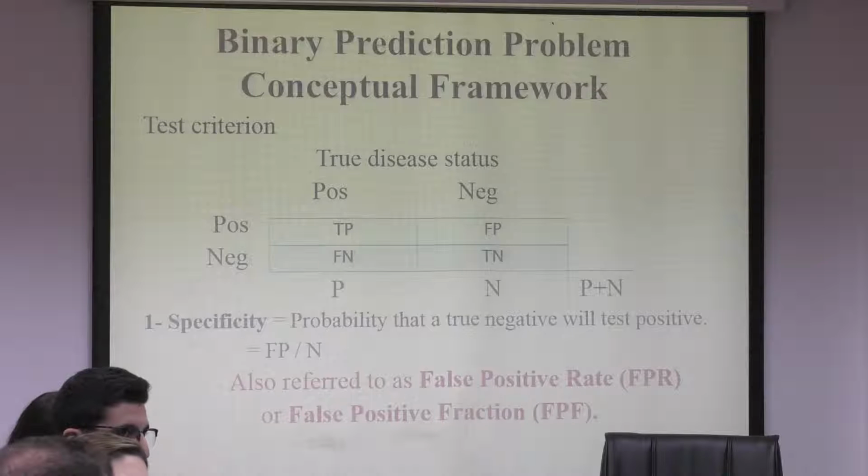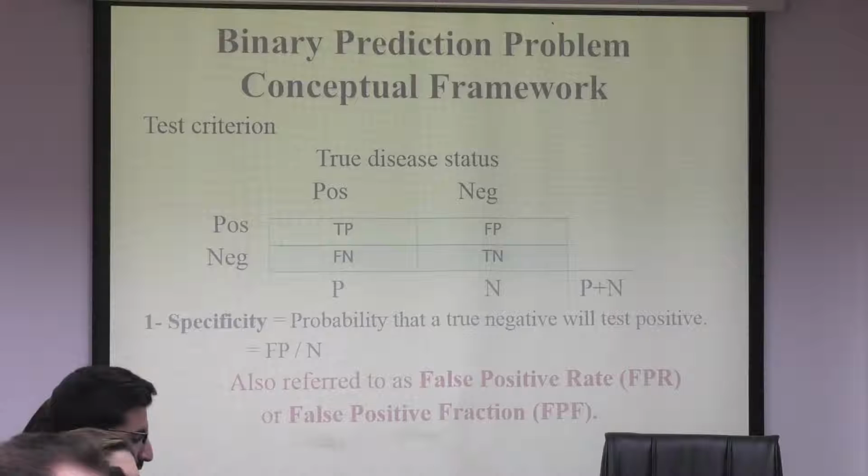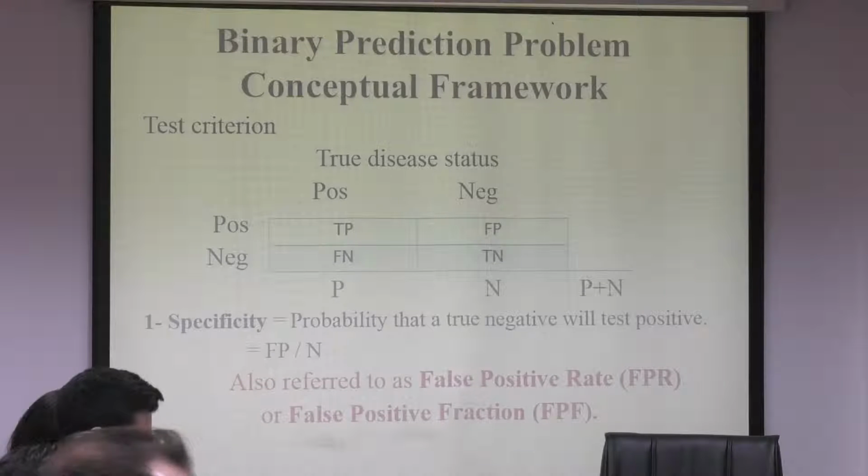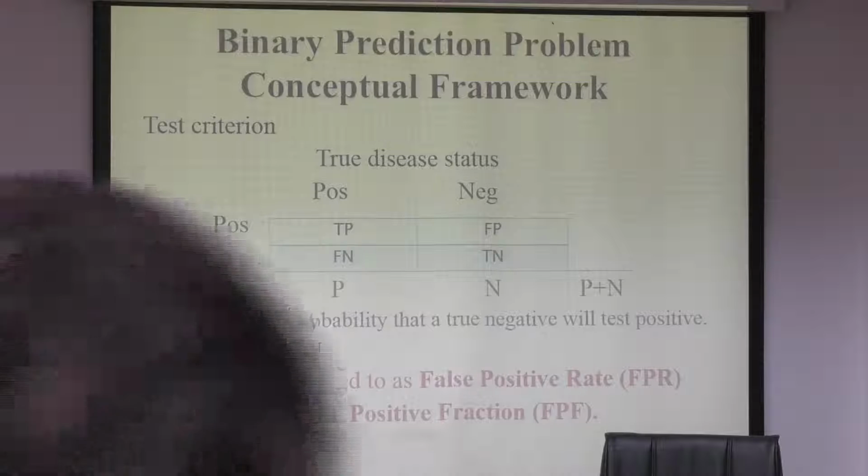We use it for the ROC curve. So I doubt that any paper would report a 1 minus specificity in the results. Nevertheless, whenever you want to do a ROC curve, you will have to report the 1 minus specificity. All right.